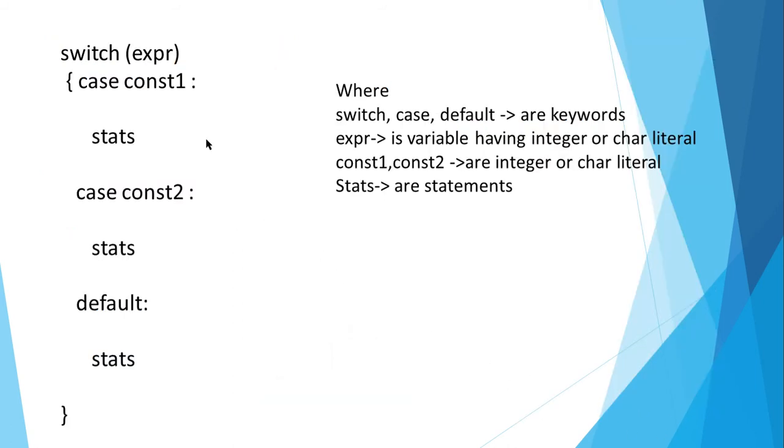This is a switch case statement. In switch also, we have an expression, switch is the keyword, case and default are also keywords. Here constant 1, constant 2. Sorry, expression is not a boolean value, but it is either an integer or a character. Constant 1 and 2 are also an integer or a character literal.